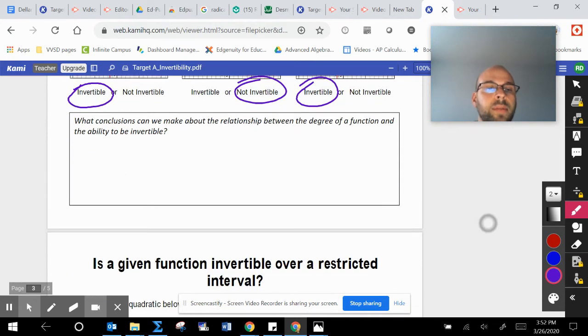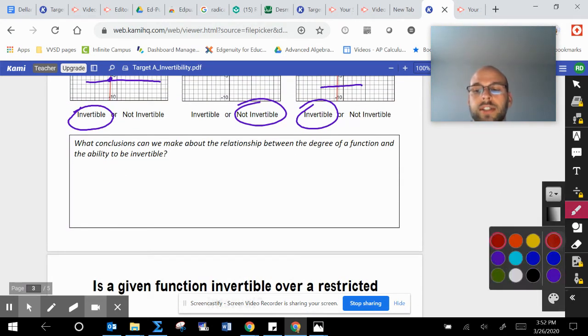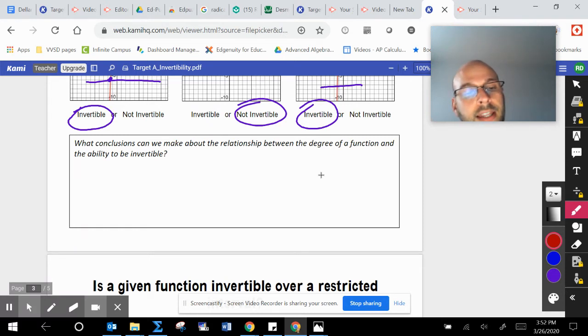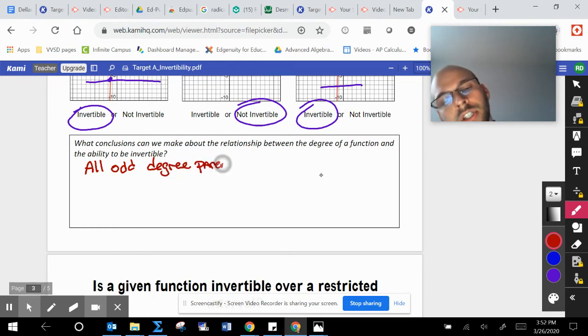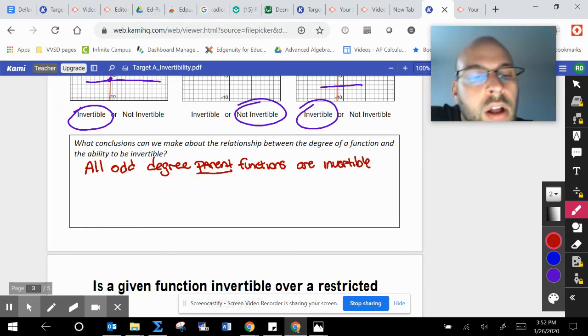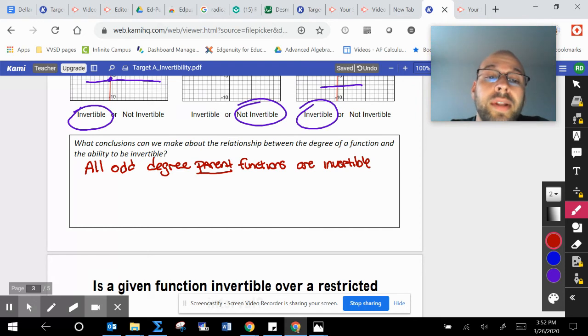So on the bottom here, as far as what conclusions I can make about the relationship between the degree of the function and the ability to be invertible, I can say that all odd degree parent functions are invertible. Now, there's a key word there, parent functions, right? All odd degree parent functions are invertible, but that does not mean all odd degree functions are invertible. We'll get into that in a minute.